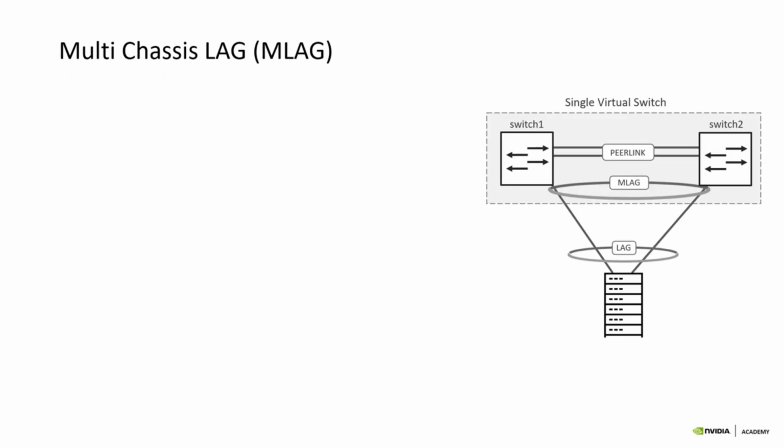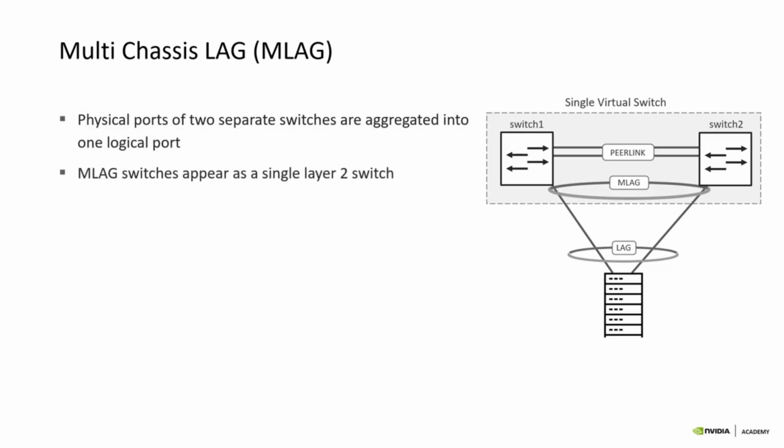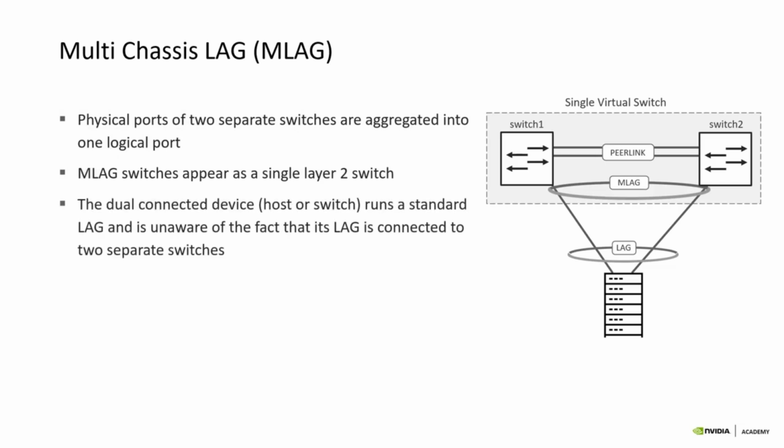While LAG provides aggregation of physical links that reside on the same switch, multi-chassis LAG, or MLAG, allows for the aggregation of the physical ports of two separate switches into one logical port. MLAG switches appear as a single Layer 2 switch. The dual connected device, host, or switch runs a standard LAG and is unaware of the fact that its LAG is connected to two separate switches.